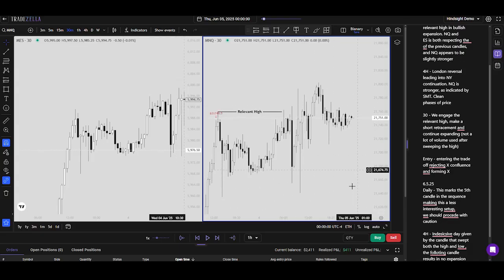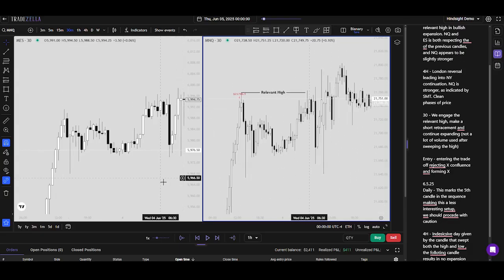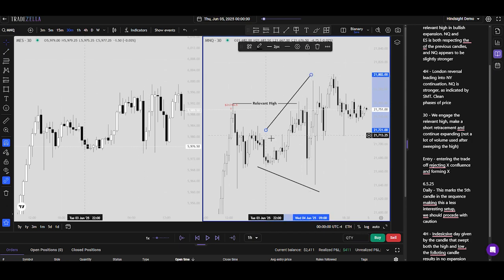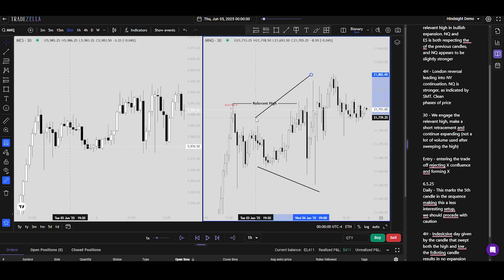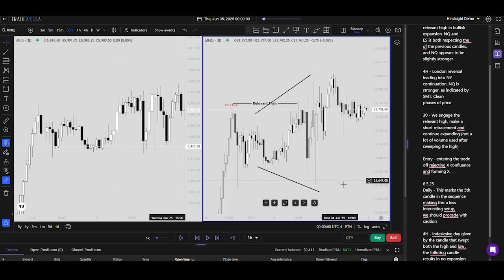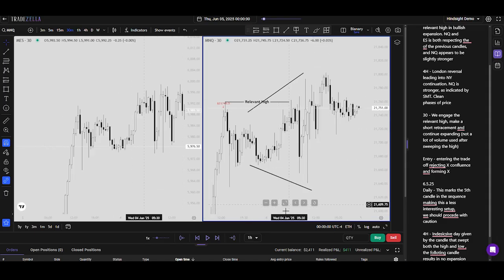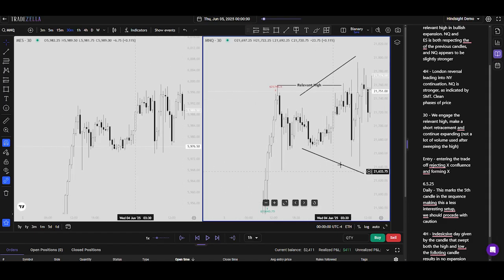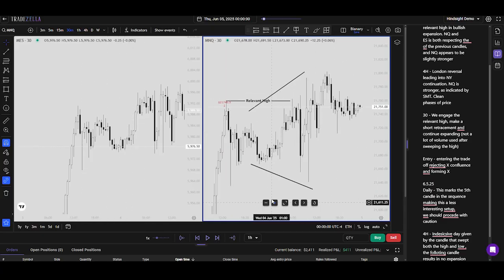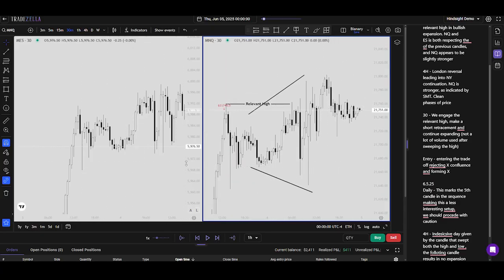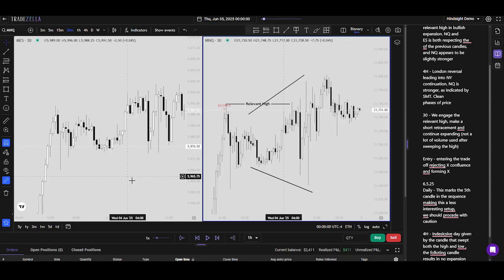This is the seek and destroy profile. This expanding cone. Seek and destroy. Repeatedly sweeping both sides of the range. This is a day where a lot of people just end up losing. Yes, it may look good here, but when we recognize this is seek and destroy and we swept liquidity here, we can know that this is probably not a good day to trade.